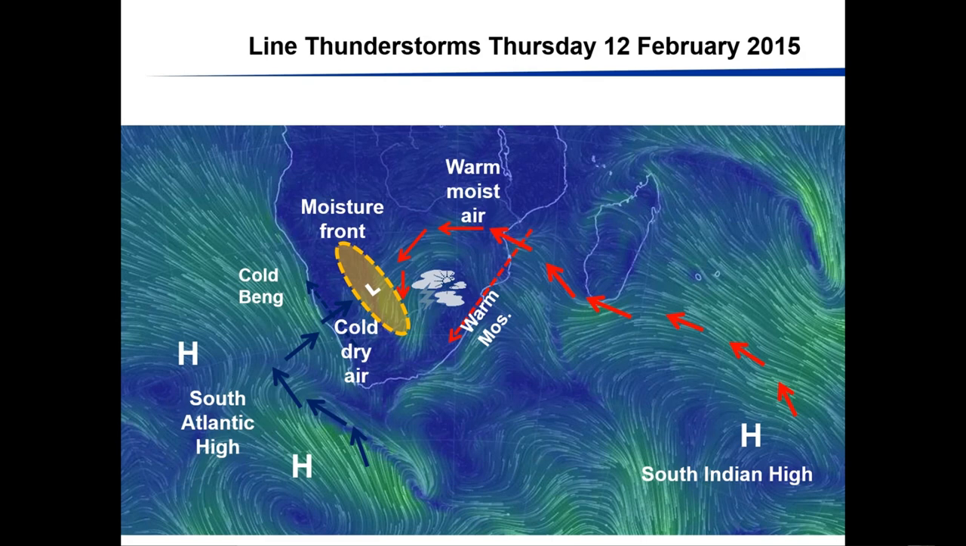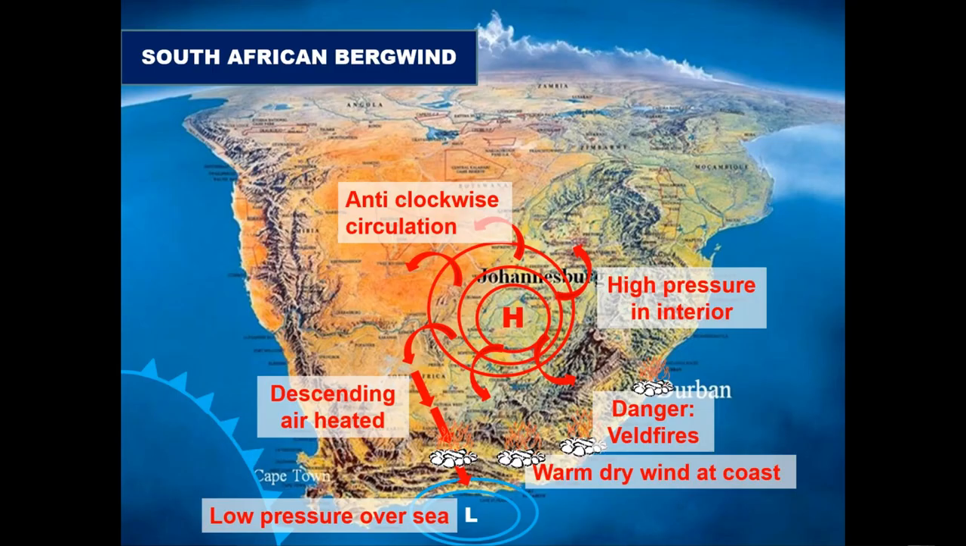So over there, you will see how they indicated on the weather maps during summer, how this line of thunderstorms actually runs from a northwest to a southeasterly direction. Okay, so that is there, you can see. Then our next one is our berg winds, right?